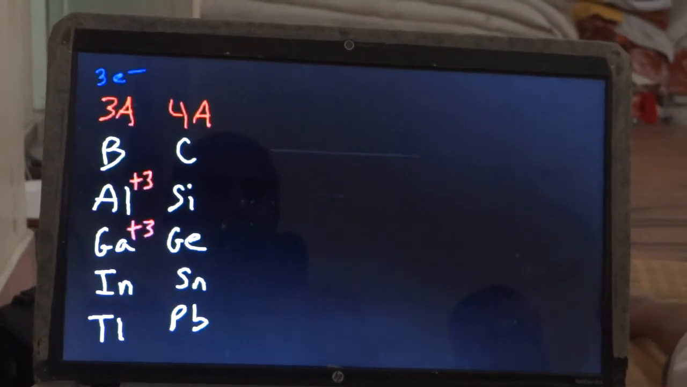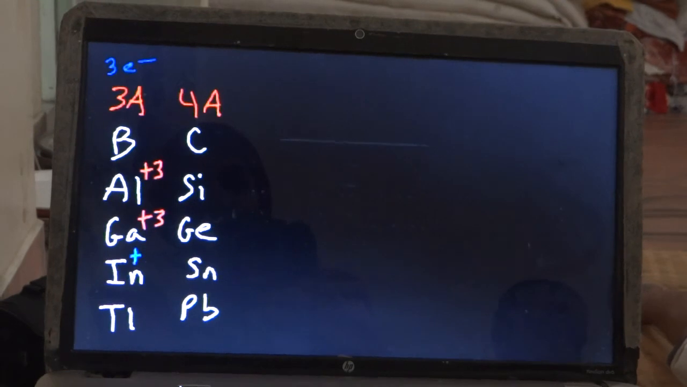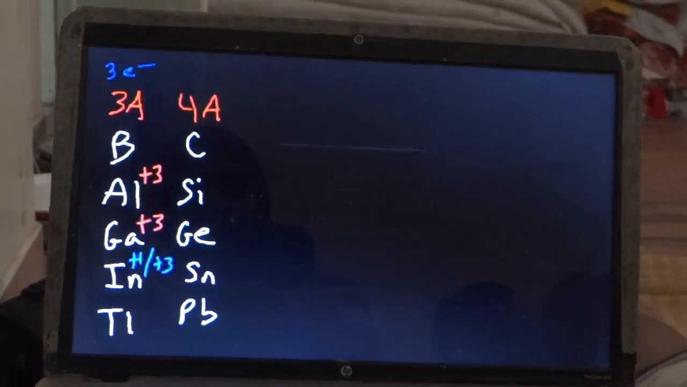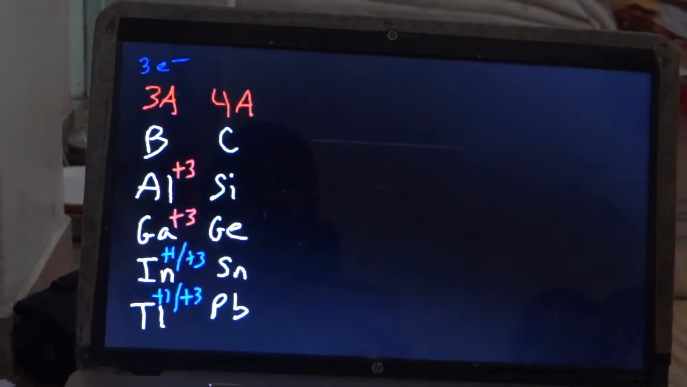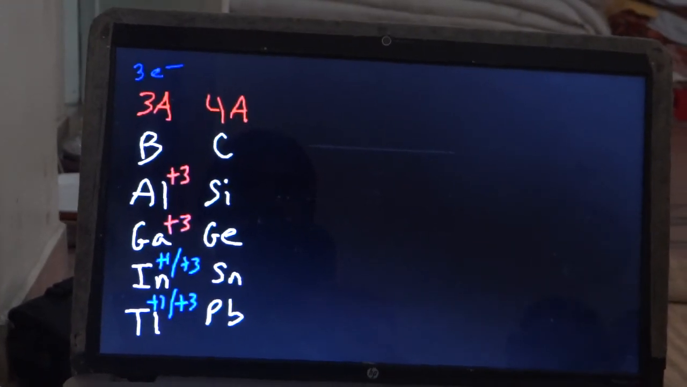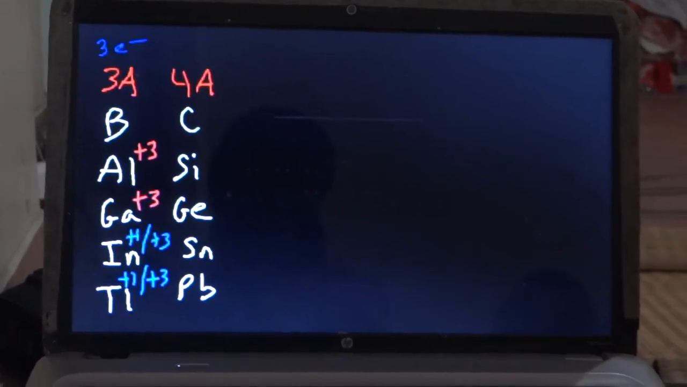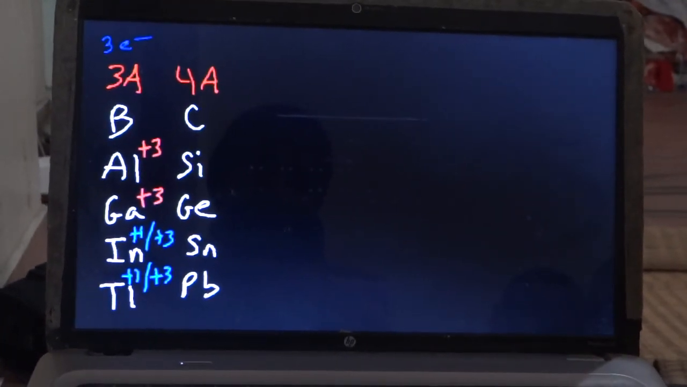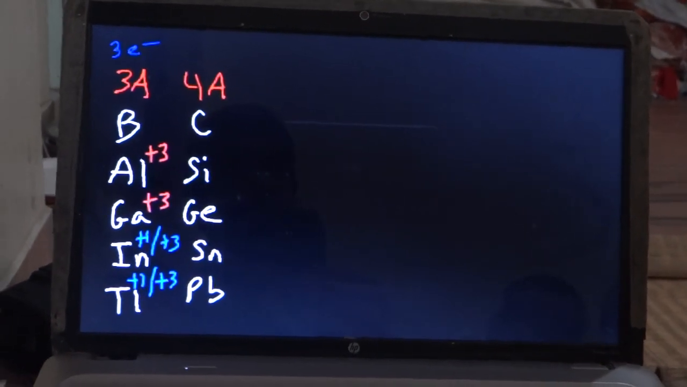But gallium, I've seen in the +1 and +3 states. Indium can be +1 or +3, and the same is true for thallium. But aluminum usually doesn't form the +1 ion. For the most part, it's +3. Now, for the group 4 elements, silicon, for example, can have a +2 charge.